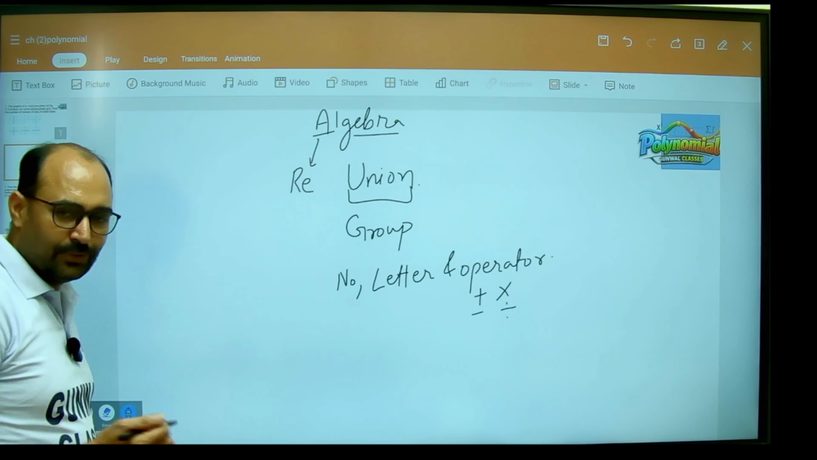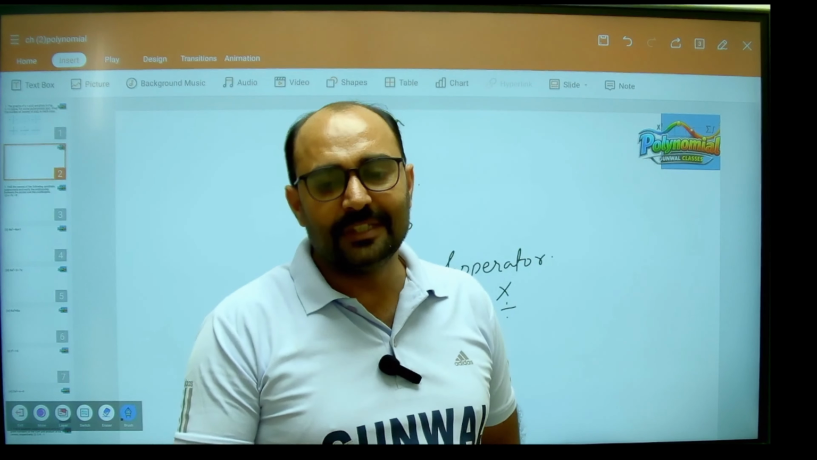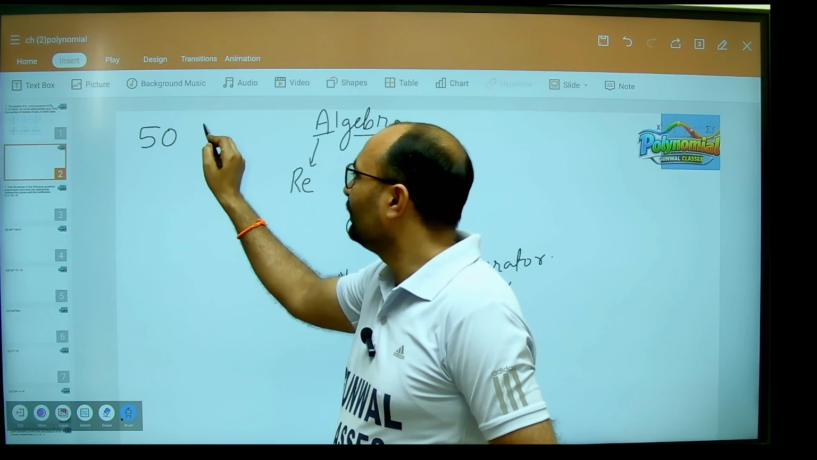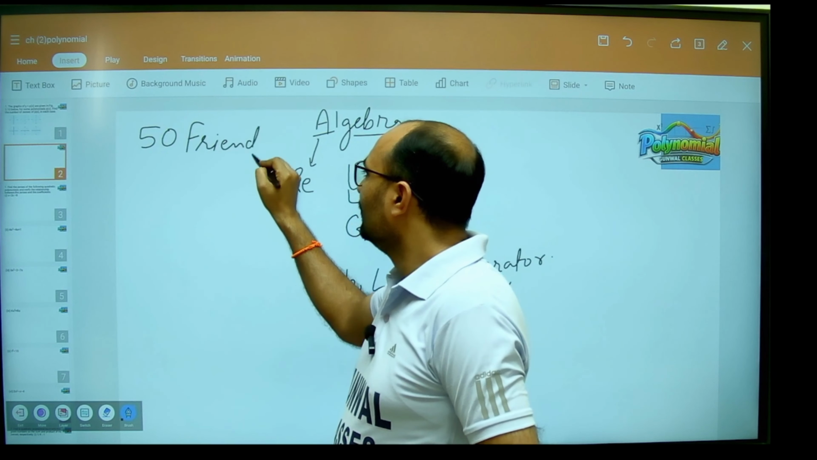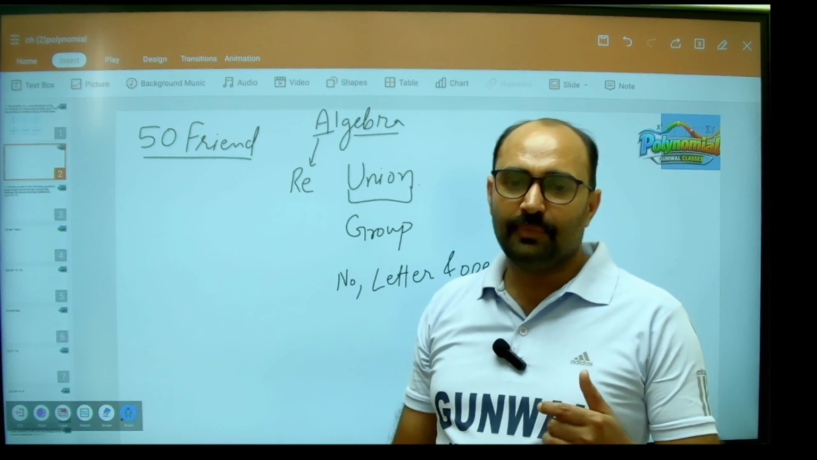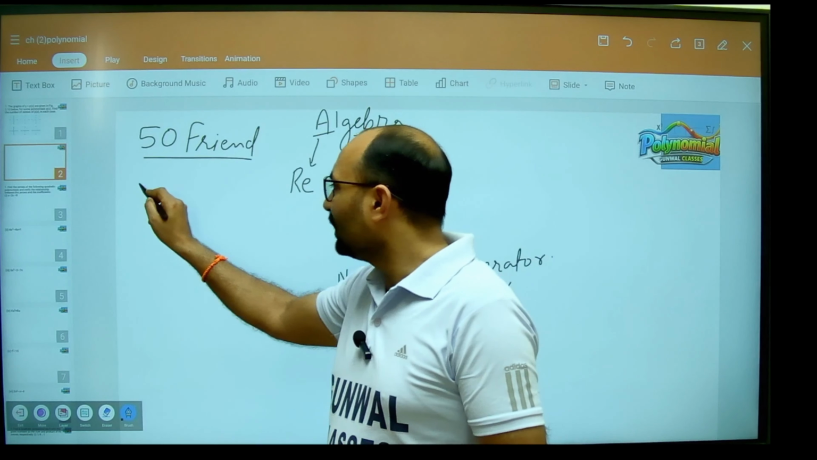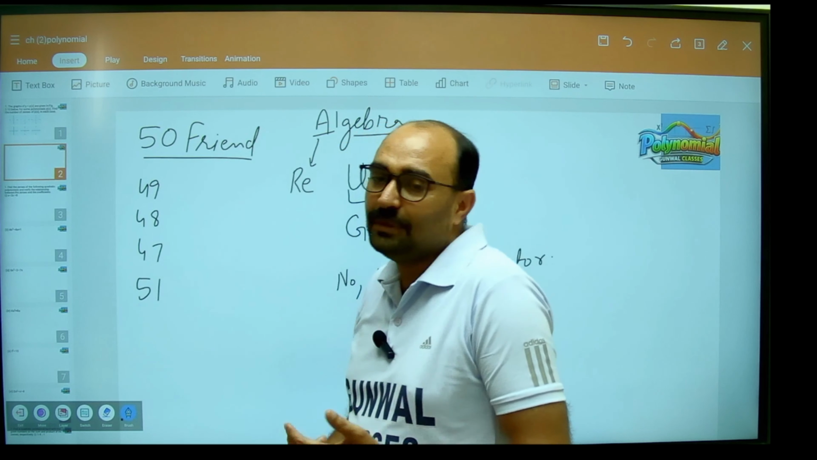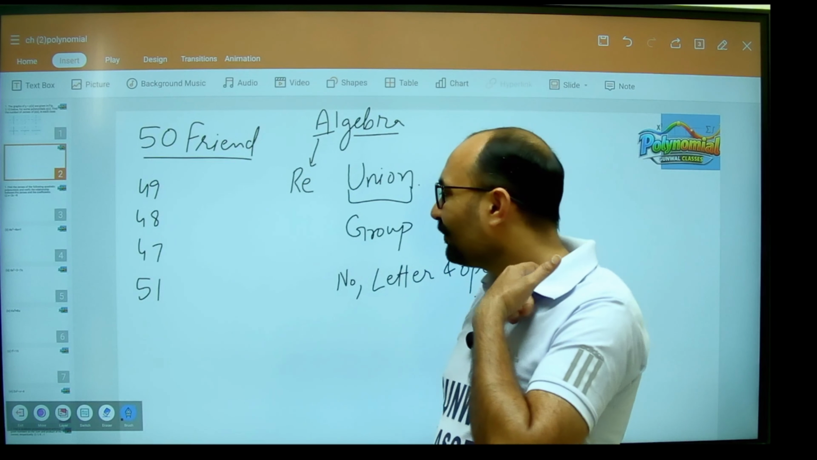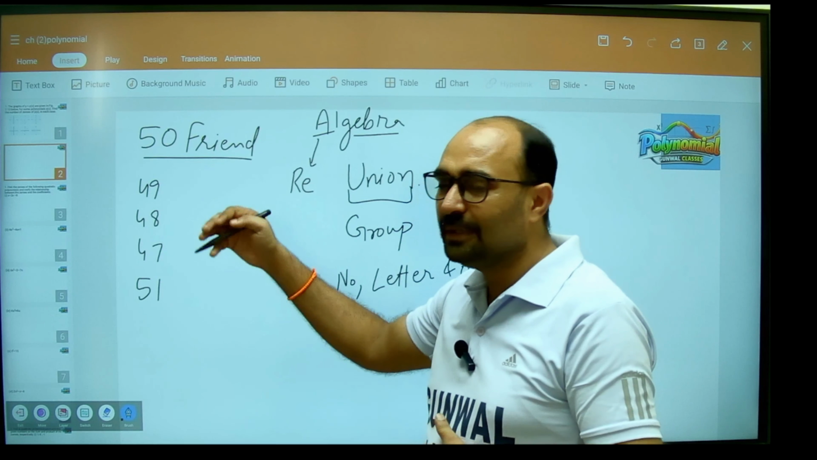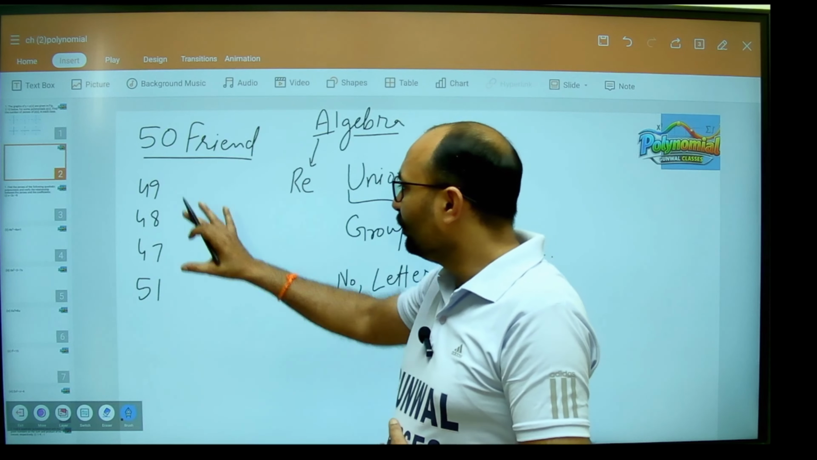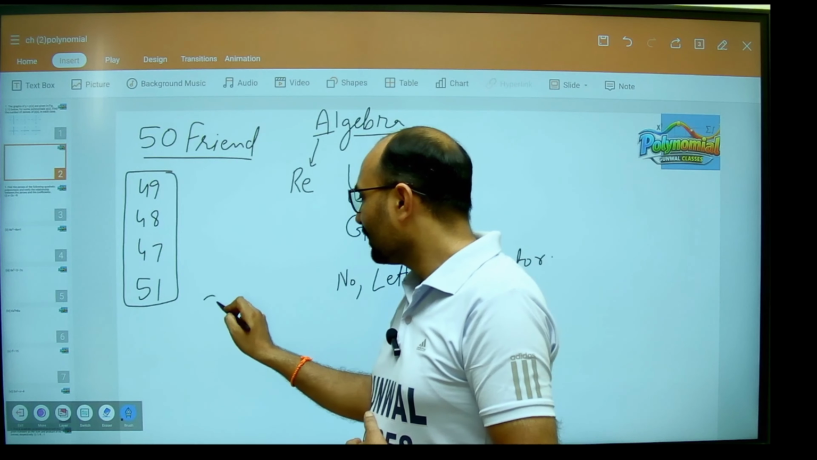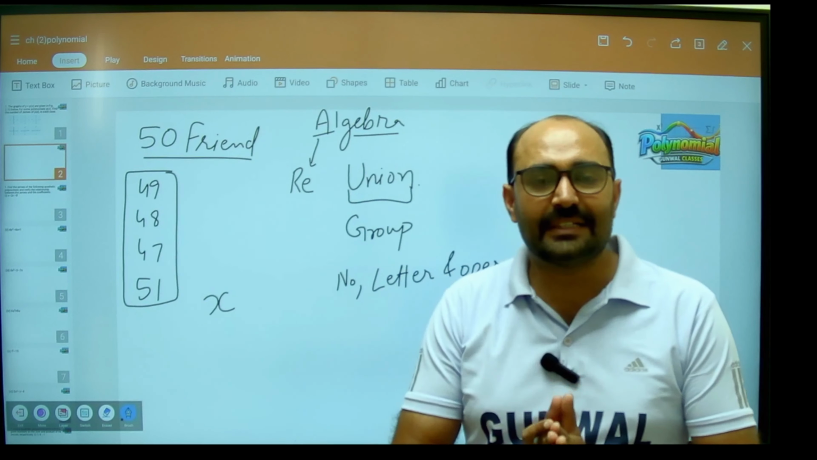Assume you are going to celebrate your birthday and you invite your 50 friends. How many friends? 50 friends. It may be possible that 49 are there, 48 may be there, 47 may be there, even 51 can be there. Some common friend may come, or some family member can be escorting them. So it's not confirmed how many will be present. So you will assume x as a variable, as a letter.